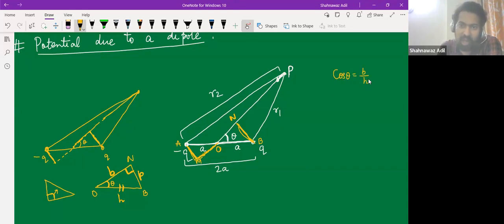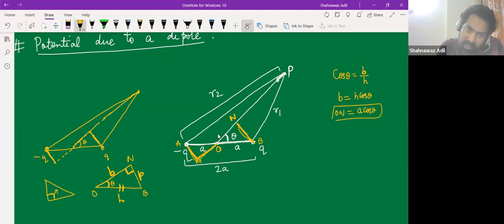Okay. So now what am I trying to get? I want to calculate this ON. This base I want to calculate because hypotenuse I know that is A. ON is this B, right? So B would be H cos theta. So B is ON, so ON would be H, which is A, cos theta. So this thing is A cos theta.